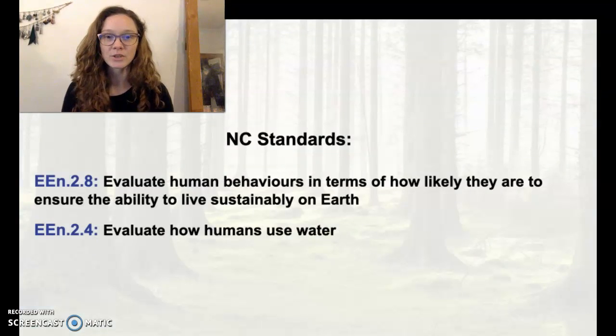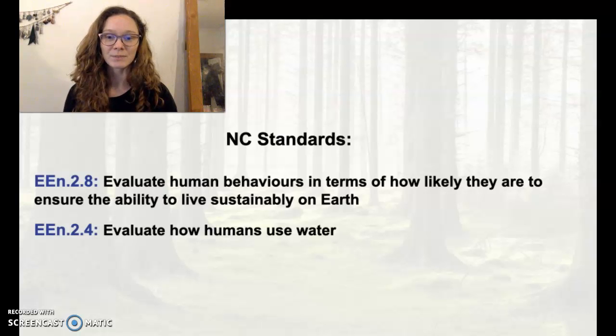And so I wanted to mention briefly the standards that this project should align with. In particular, there are 2 standards from the North Carolina set that I think this project aligns with. The first is to evaluate human behaviors in terms of how likely they are to ensure the ability to live sustainably on Earth. And so this is actually a standard for the last unit of the school year, but I think this project kind of gets a head start on that by asking students to evaluate human activity and how we can improve water quality through our actions. And the second is to evaluate how humans use water.